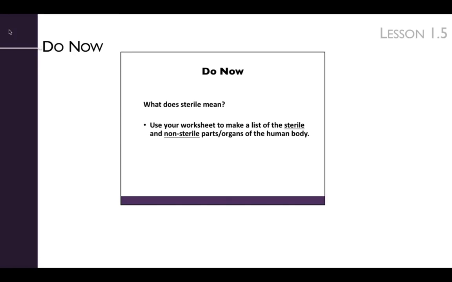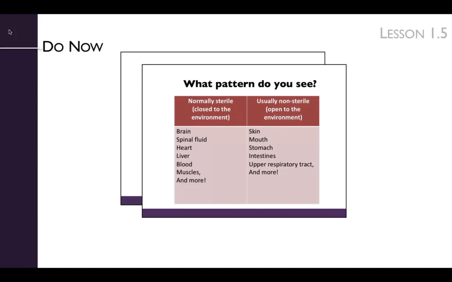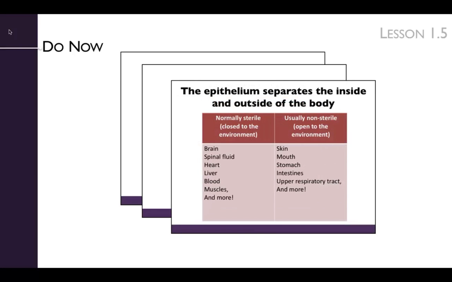The do now begins by defining the term sterile as free from microorganisms. Next, students will work in small groups to brainstorm a list of the sterile and non-sterile parts of the human body. After the students complete this list on their worksheets, have the students report out their findings and use the summary table in the PowerPoint to address the question, do you see a pattern? The key point to emphasize is that the epithelium separates the inside and outside of the body.